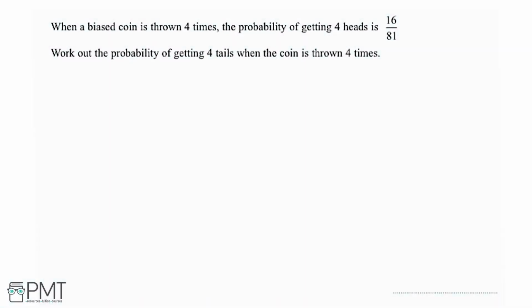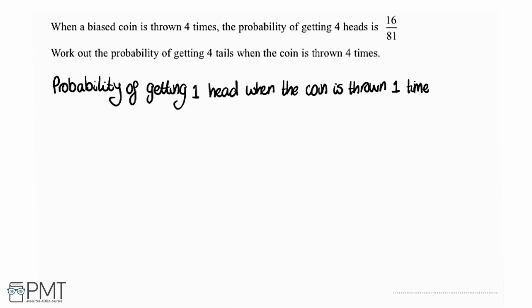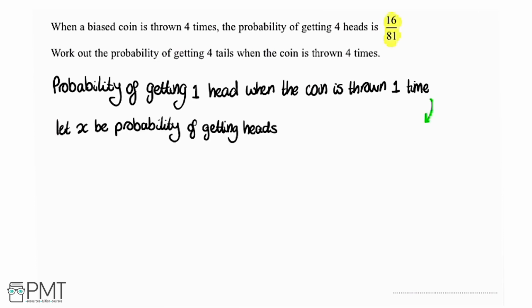When a biased coin is thrown 4 times, the probability of getting 4 heads is 16 over 81. Work out the probability of getting 4 tails when the coin is thrown 4 times. Now the first thing we need to do is find the probability of getting 1 head when the coin is thrown once. So we're going to let x be the probability of getting heads.